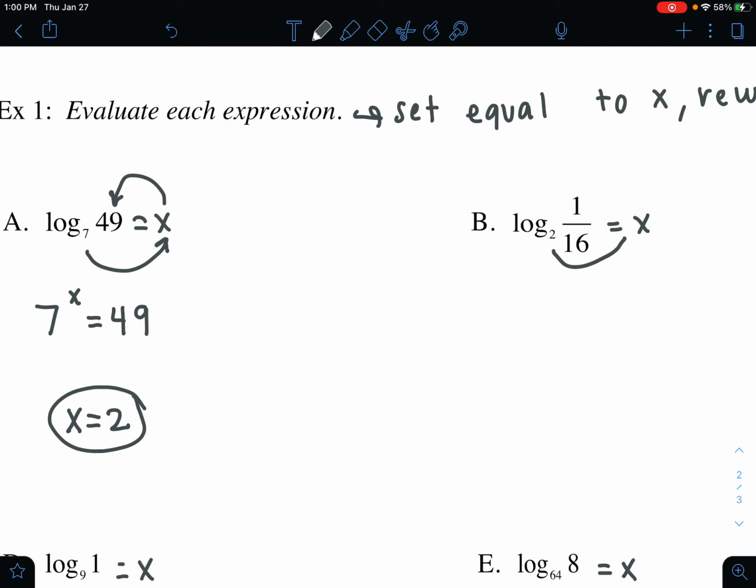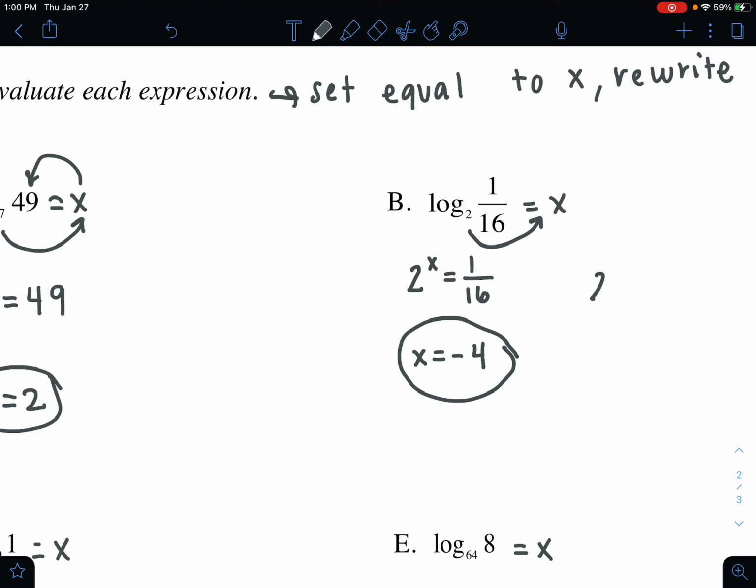All right, in this situation, my base is 2. So 2 to what power is 1 over 16? Well, I know if I go from a whole number to a fraction that my exponent needs to be negative. So we know x is going to equal some negative number. Now, 2 to what number is going to equal 16? 2 to the negative 4th.